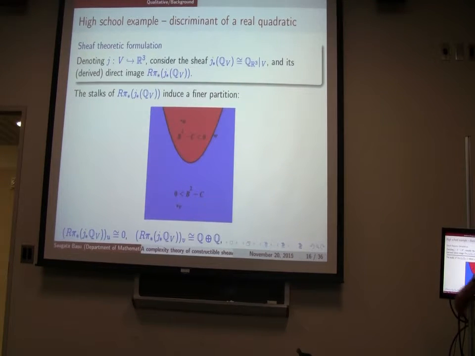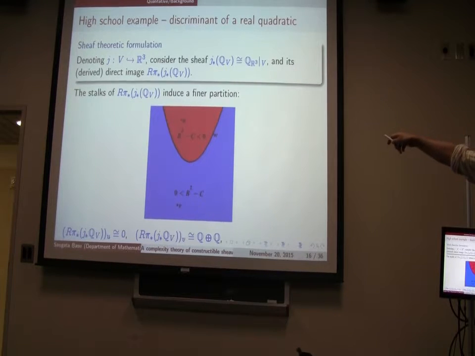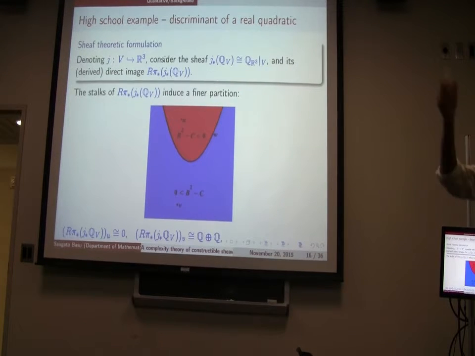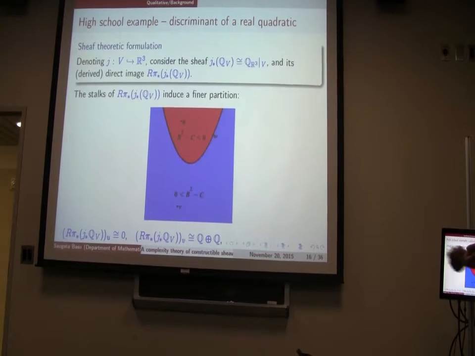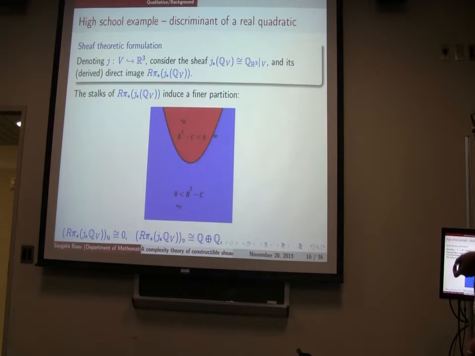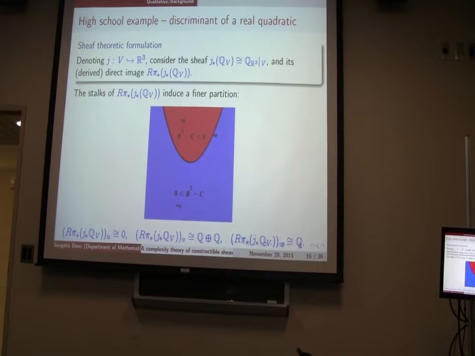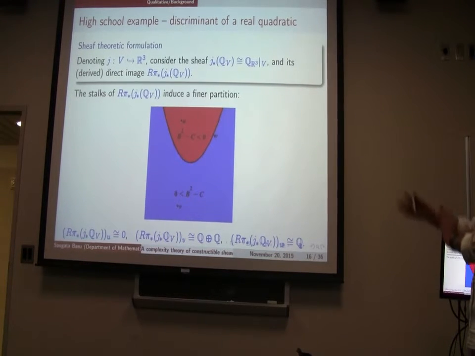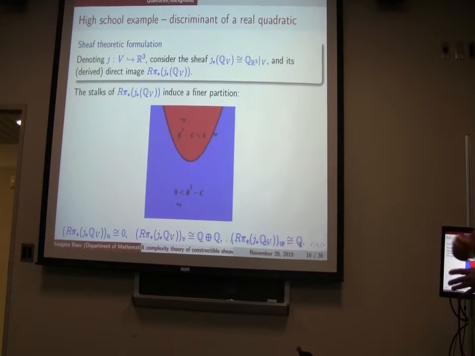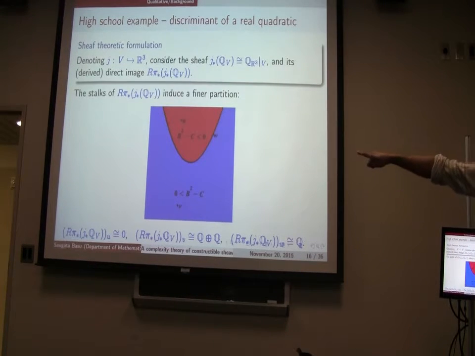If you are in the blue part, V, then the stalk is a complex, but it's concentrated at degree 0 because the fibers have no higher homologies, it's just 2 points. If you took something more complicated, then you would have higher homologies. So that's just Q plus Q. And if you are on the boundary, like W, then the stalk is just 1 point. So that means that the direct image gives a finer partition, if you at least think of the places where the stalk remains locally constant.